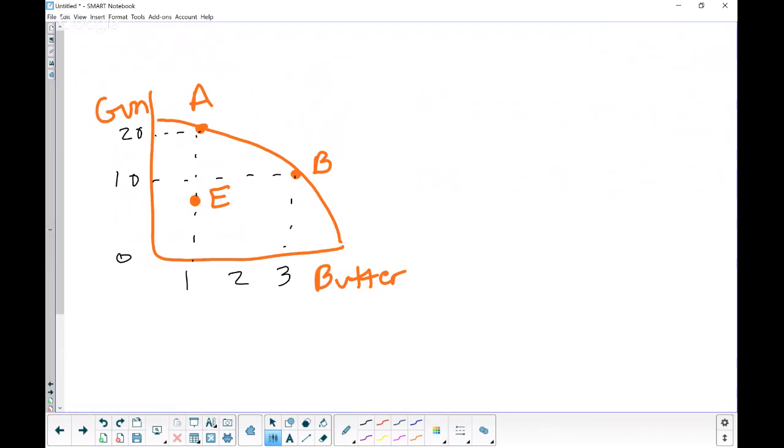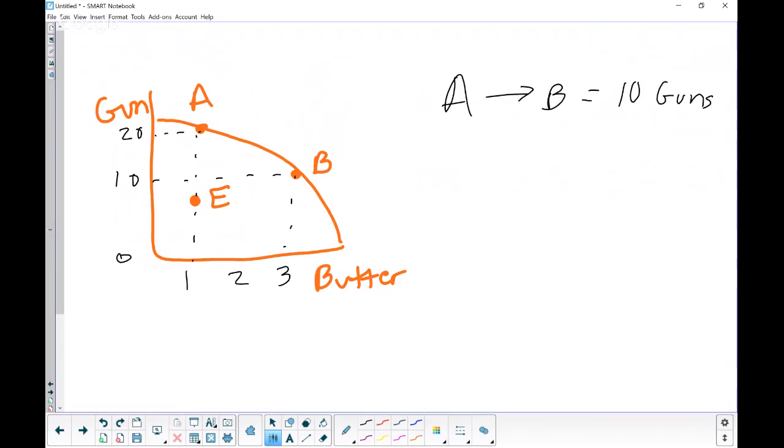So what is the opportunity cost for moving from point A to point B? From A to B would be our question. And hopefully you're able to see that we're going to be losing 10 guns in this case. Okay, 10 guns in this case. So that would be our opportunity cost going A to B.